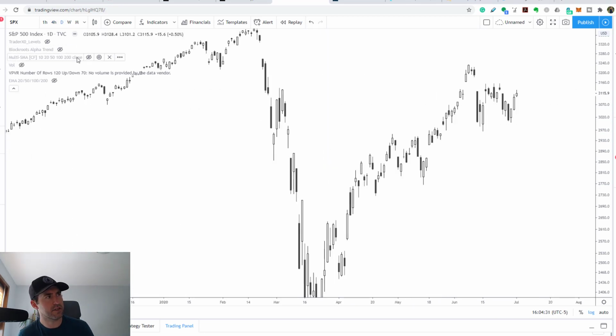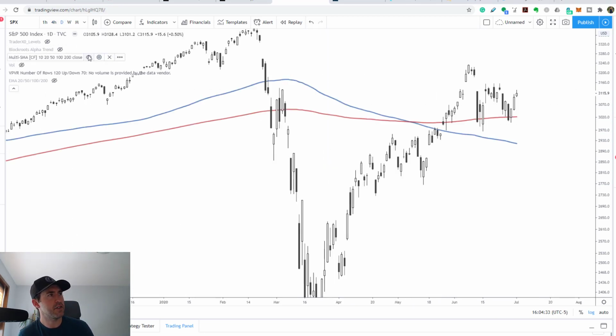Because as far as the stock market goes, it has continued to trend on up. If I go ahead and turn on some of the moving averages, you're going to notice too that price has held above basically the 200-day moving average, which tends to be bullish.